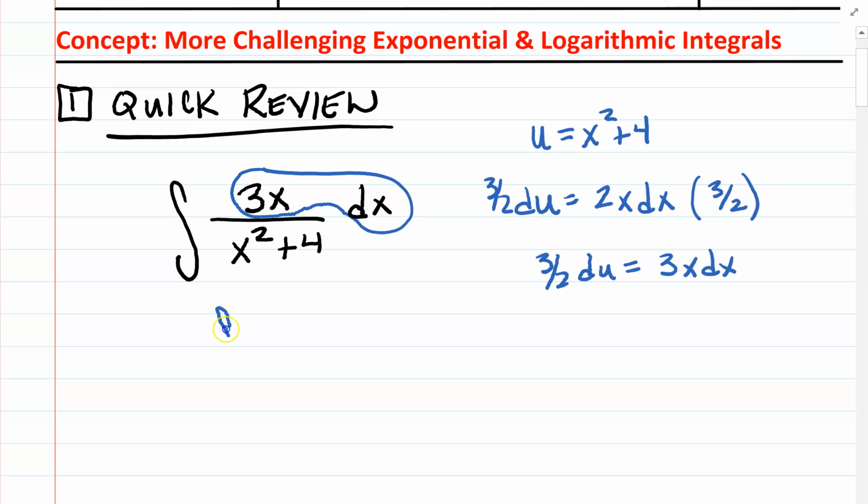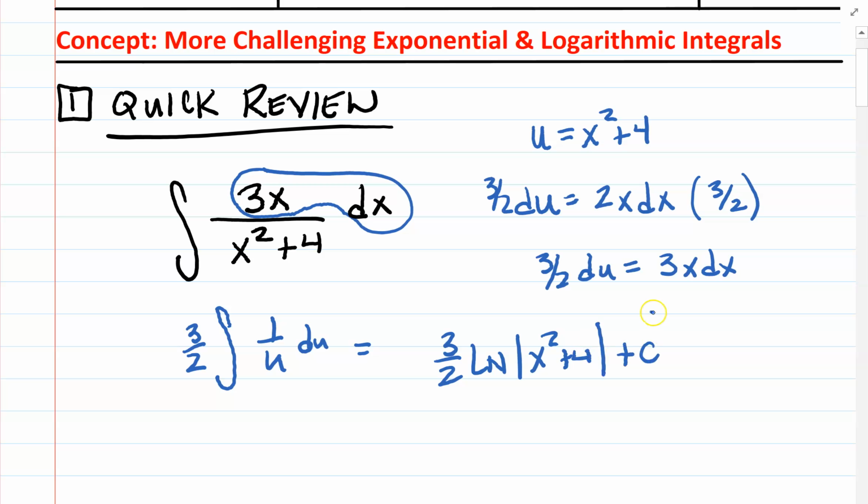So then I can go back and say, this is just 3/2 times the integral of 1 over u du, which is going to be 3/2 times the natural log of whatever my u was, which is x squared plus 4, plus my constant of integration. And that's where we are right now. Hopefully this looks good to you, and this is not a big deal. We're going to use this to build our knowledge off of, okay?